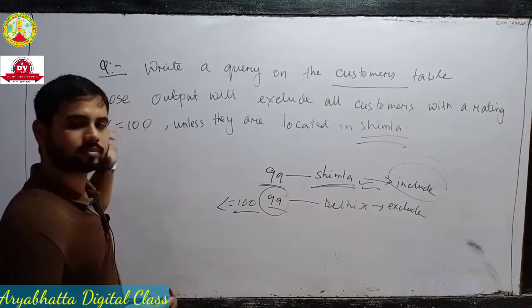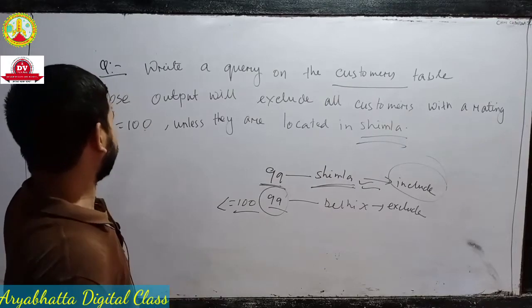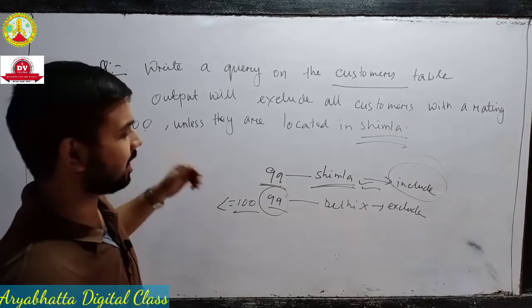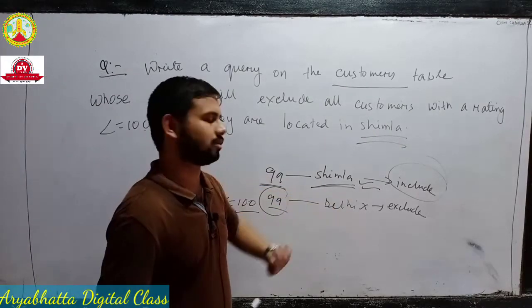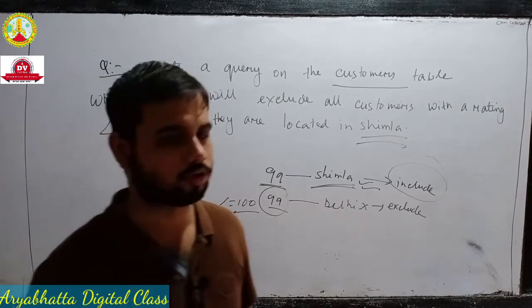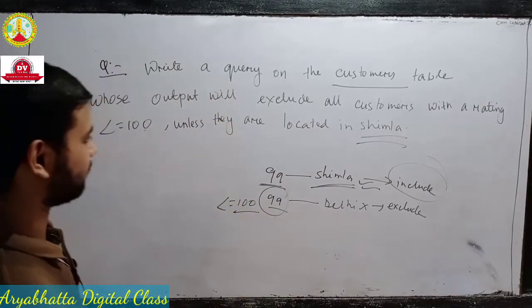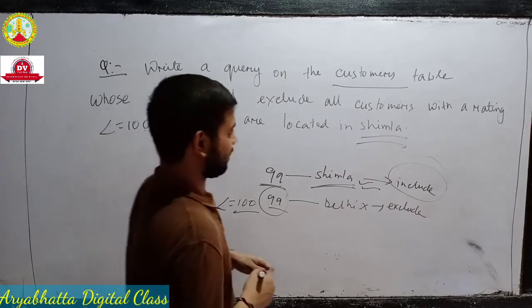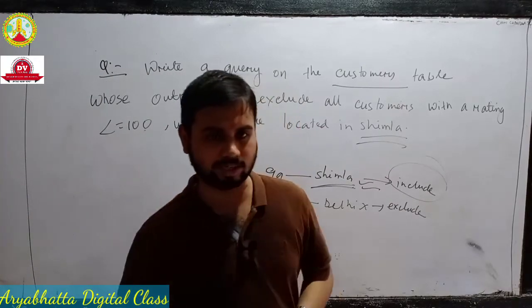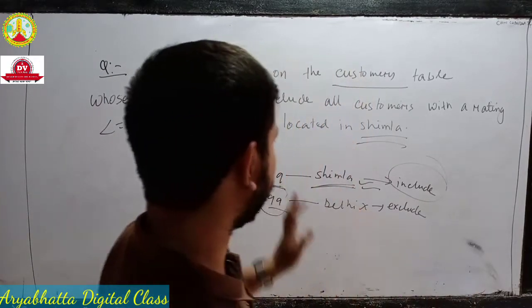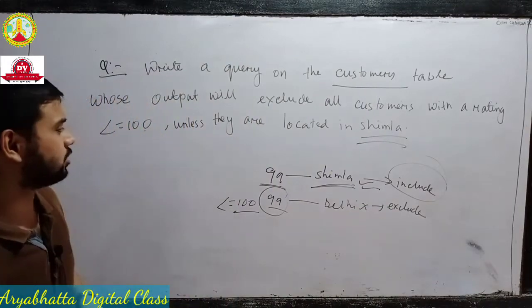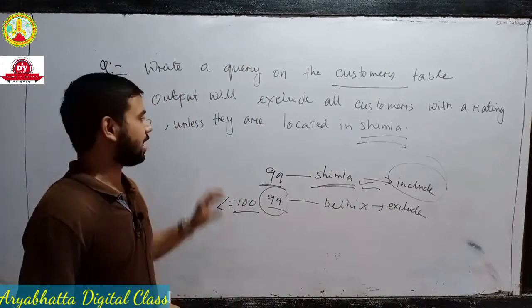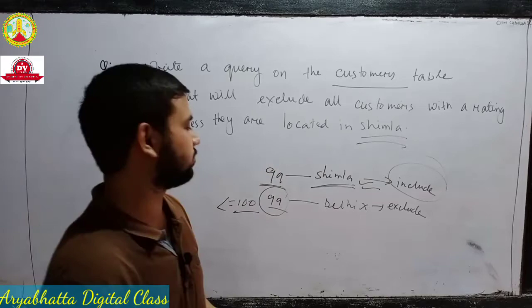If the customer has a rating less than or equal to 100 but is in another state, he or she is not allowed. Okay? Means again I will say it last: the customer whose rating is less than or equal to 100 is excluded, but if he is located in Shimla, he is included. Unless they are located in Shimla, they are excluded. That is the concept. Okay?